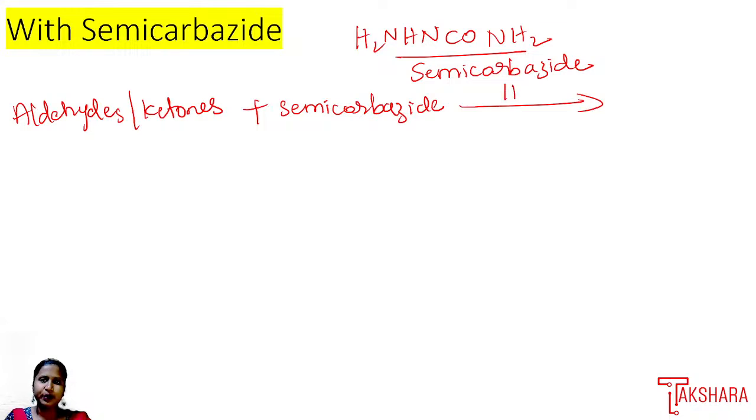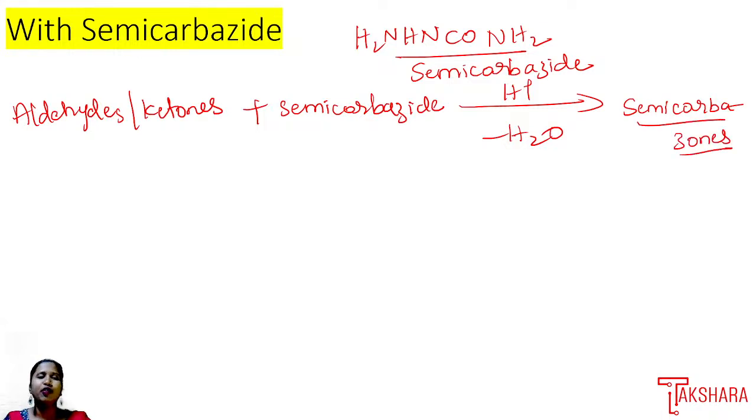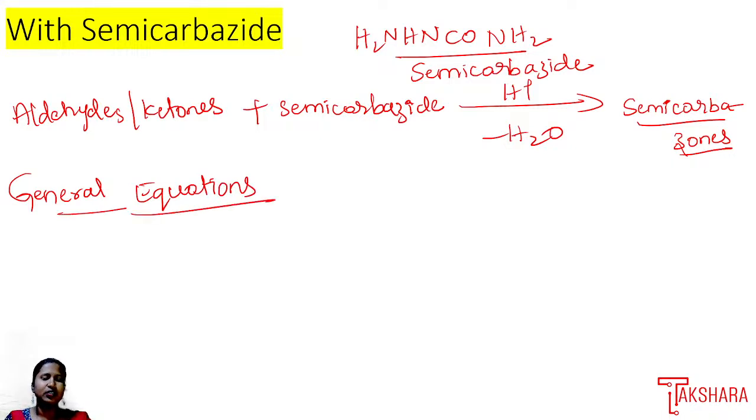In the presence of acidic medium, here also a water molecule is going to be removed and the respective semicarbazone product is going to form. Aldehydes or ketones combine with semicarbazide in the presence of acidic medium H plus, so we will get the semicarbazone product. Okay, so now let us take the general equations. Let us consider the general equation when aldehydes or ketones undergo the reaction with semicarbazide.